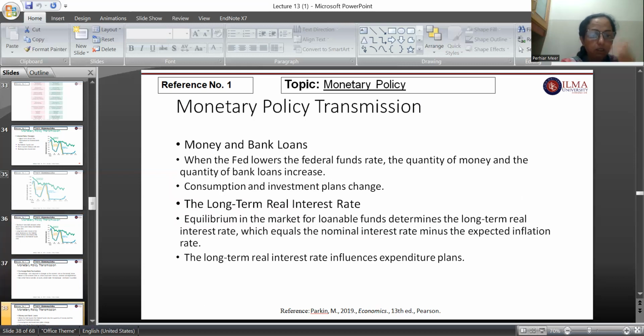Monetary policy transmission, banks and bank loans. When the Fed lowers the federal funds rate, the quantity of money and the quantity of bank loans increase. Consumption and investment plans change. The long-term real interest rate: equilibrium in the market for loanable funds determines the long-term real interest rate, which equals the nominal interest rate minus the expected inflation rate. The long-term real interest rate influences expenditure plans.